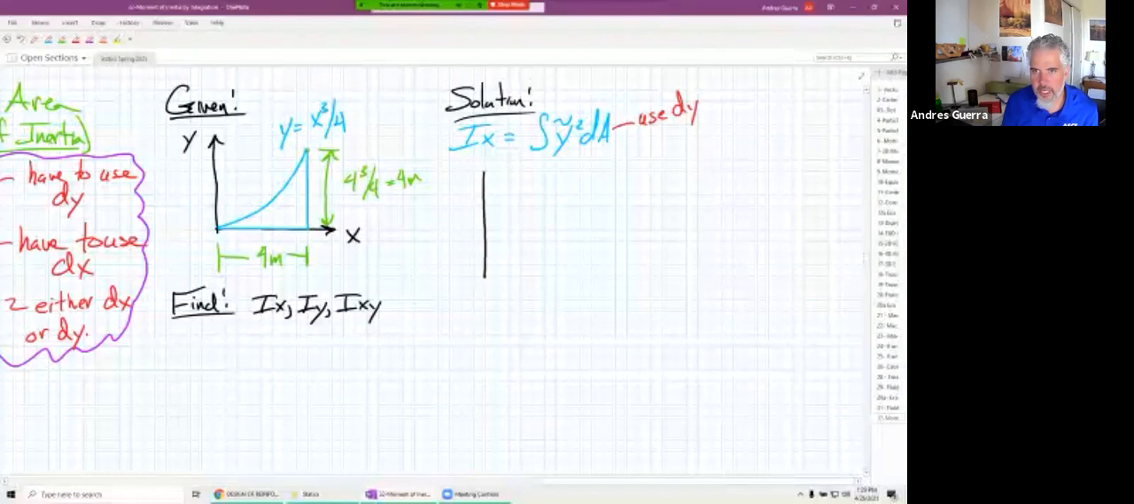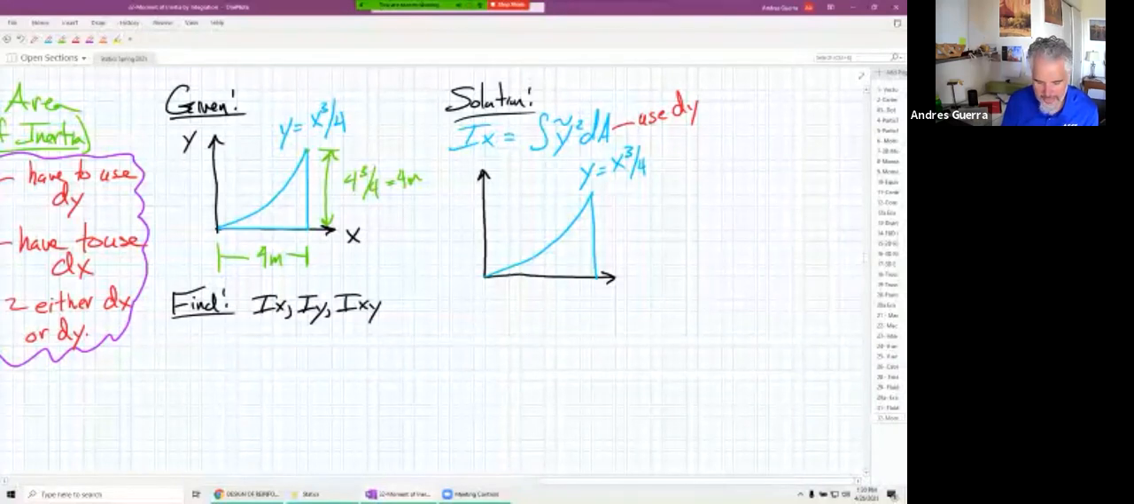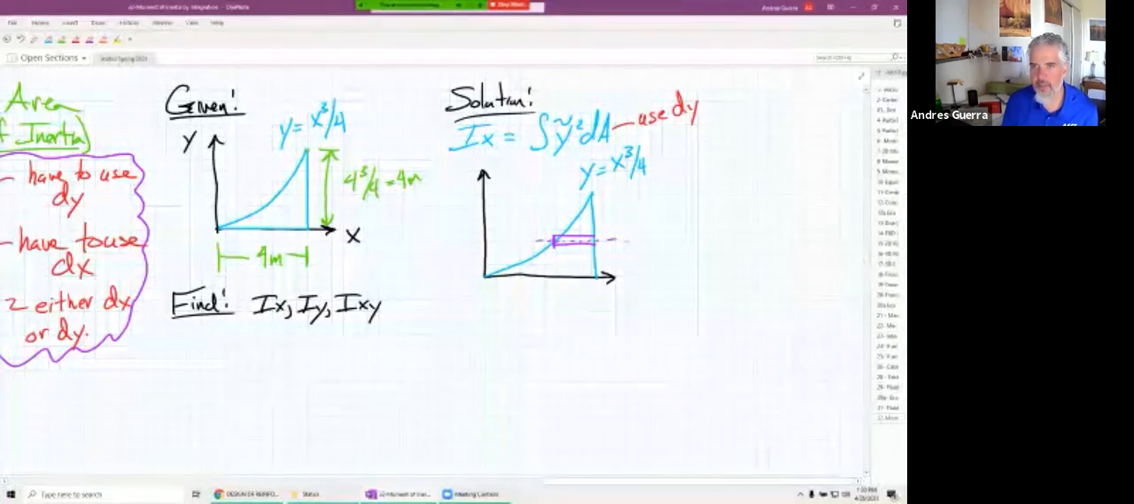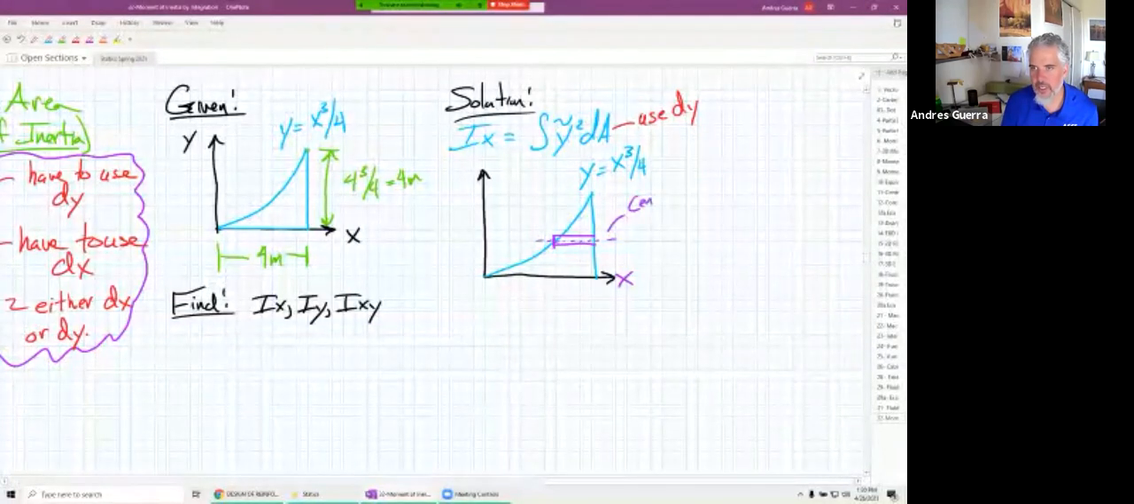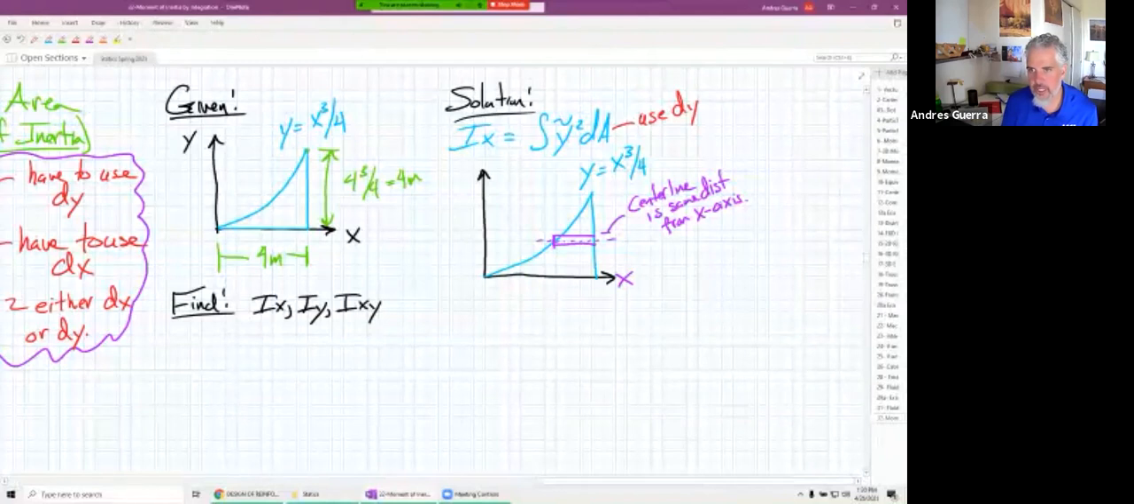So just like when we did centroids of areas, drawing our representative differential element is going to be a key first step here. So there's our area. I'm just going to draw it again. We know this is y equal to x cubed over 4. Now, the reason that this has to be a dy differential element is because as it gets smaller and smaller, the center line of that element has to be the same distance from the x-axis. And that's why we have to use this dy differential. Let me do a different color here.